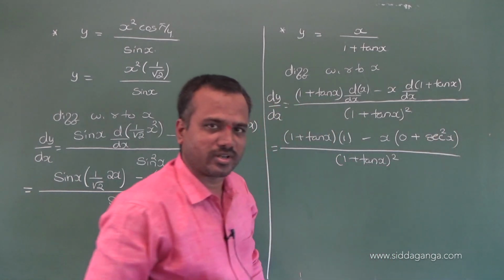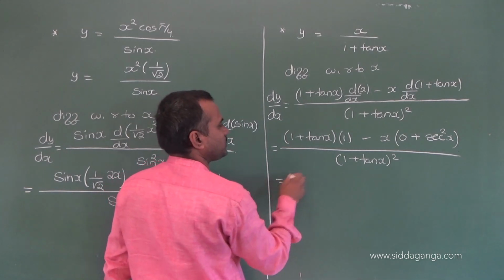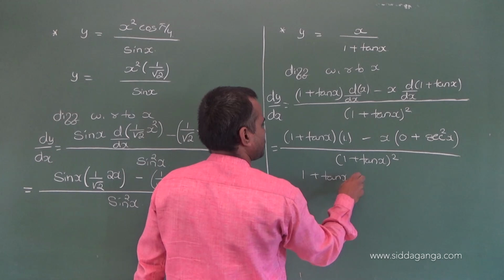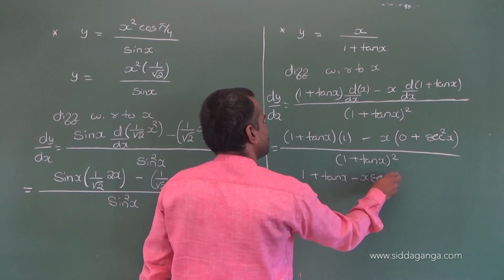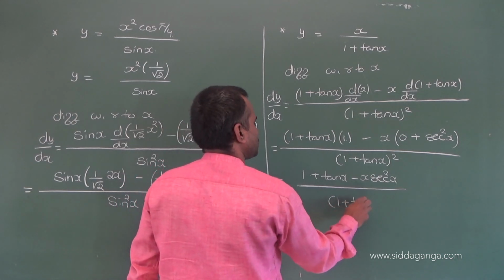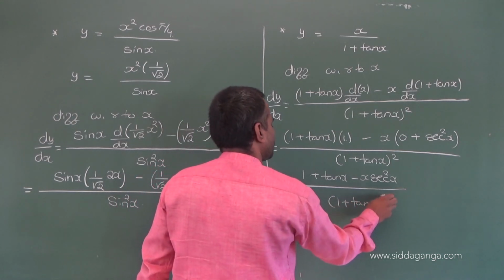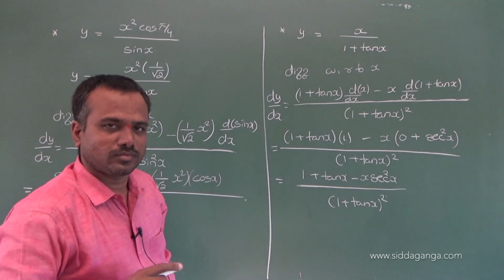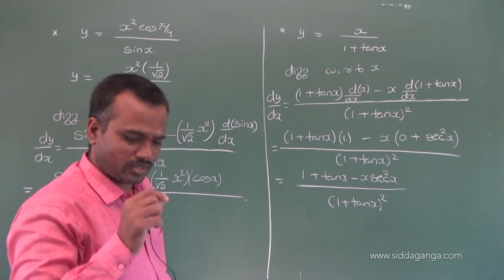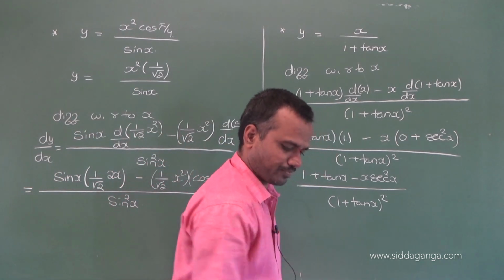I think you understand. So if you want, 1 into 1: (1 plus tan x minus x sec² x) whole divided by (1 plus tan x) whole square. Understand? Next problem.